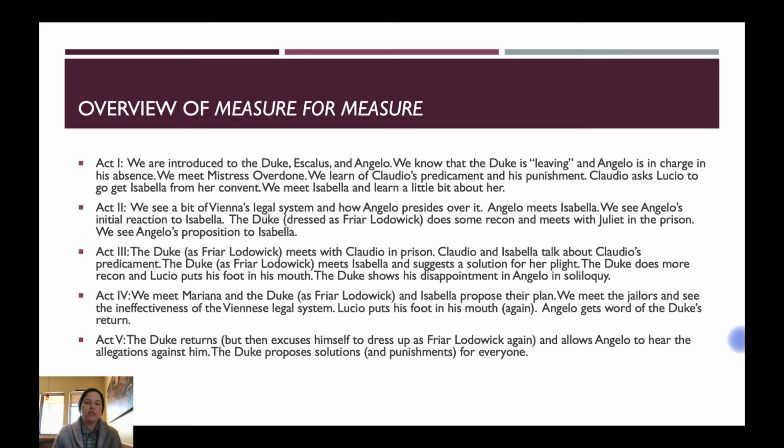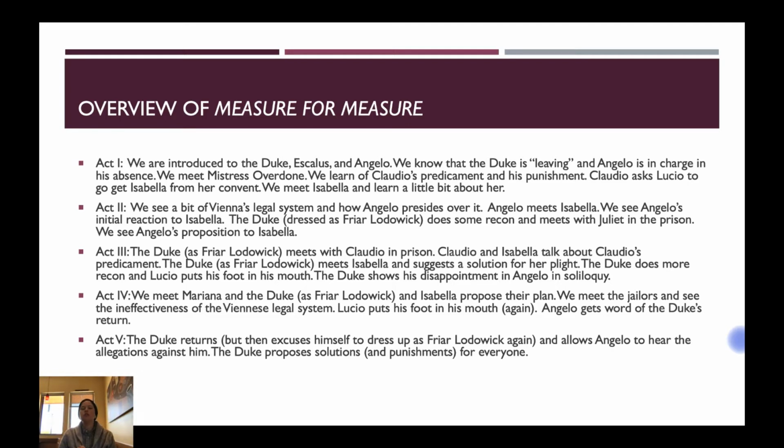That's where we see Vienna's legal system and how Angelo presides over it. Just sort of spoiler alert, the Viennese legal system is kind of messed up. So Angelo meets Isabella. She talks with him. We see Angelo's initial reaction. He really, really likes her.